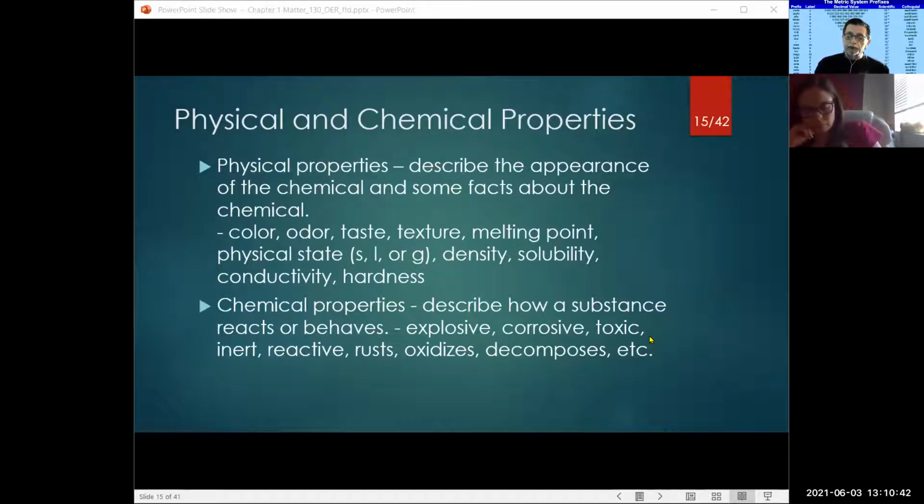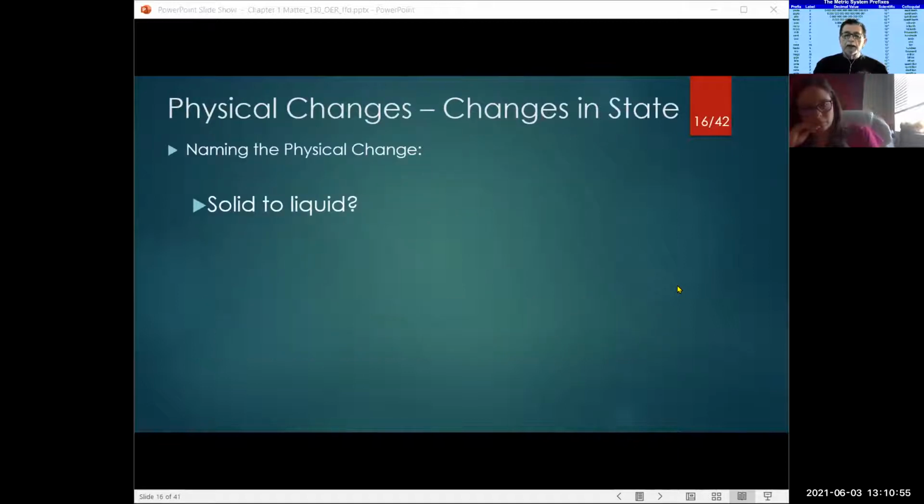So physical properties, physical change, no change with respect to the structure. Chemical properties, chemical change, structure completely changes to something else. Now we have these physical changes, and we have specific names, some of which you're already familiar with. When a solid goes to liquid, we call that melting. Take a chunk of butter, put it in the pan. What does it do? Hot pan, warms up, and melts. Nothing scientific about that, right?